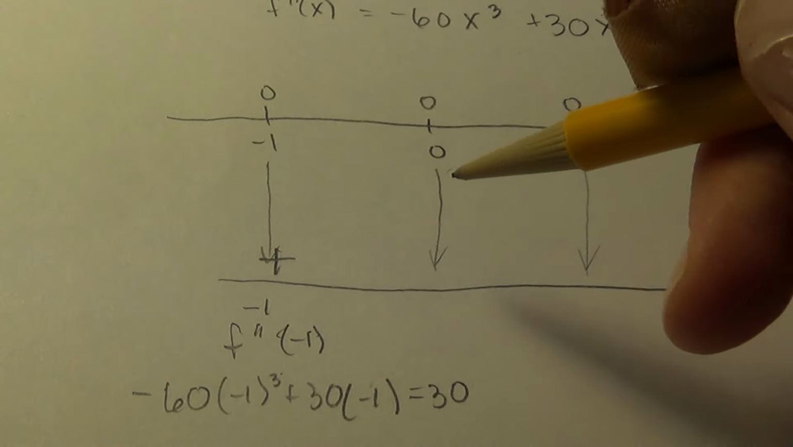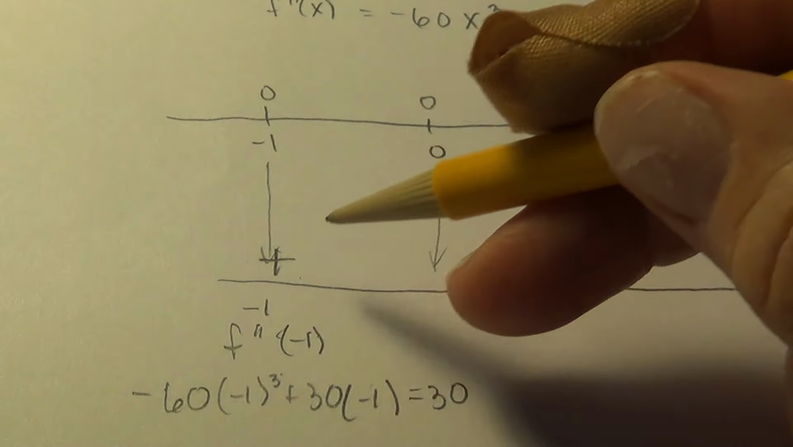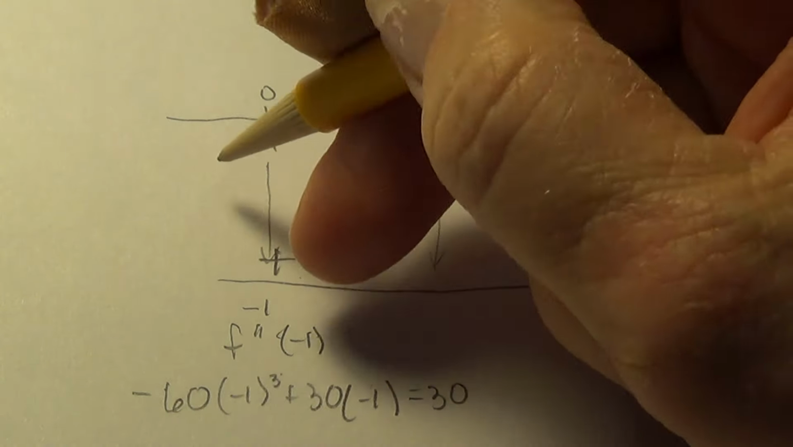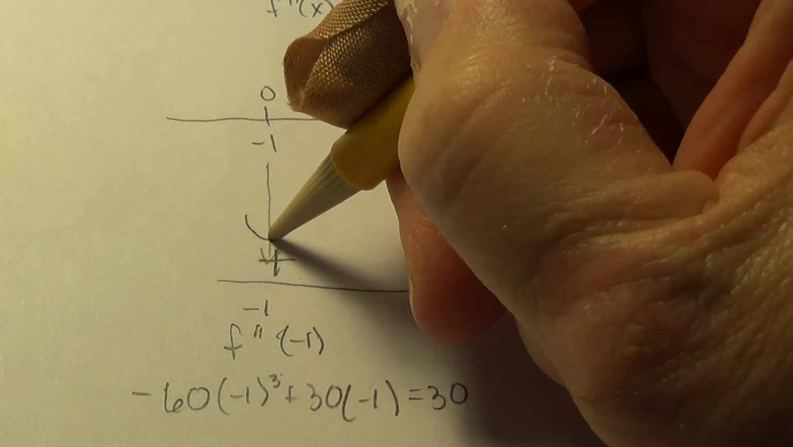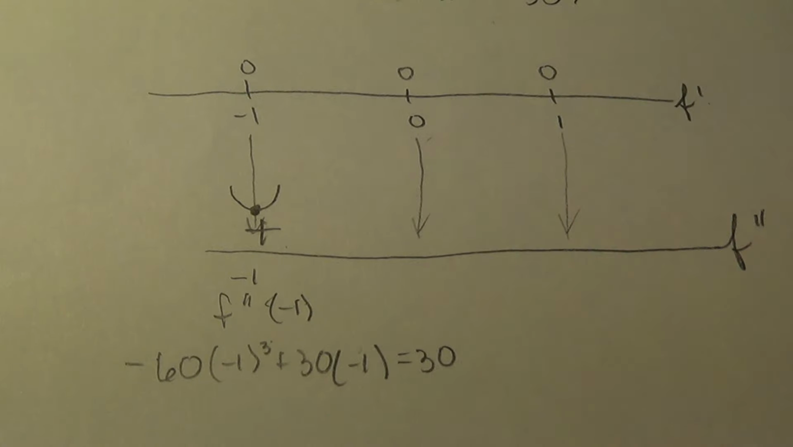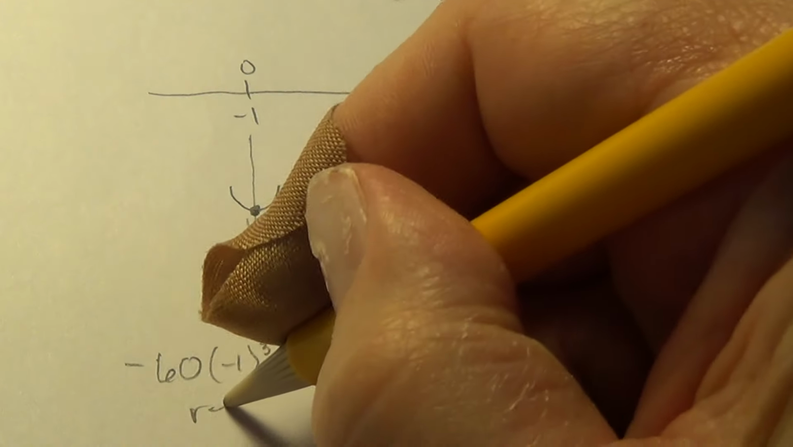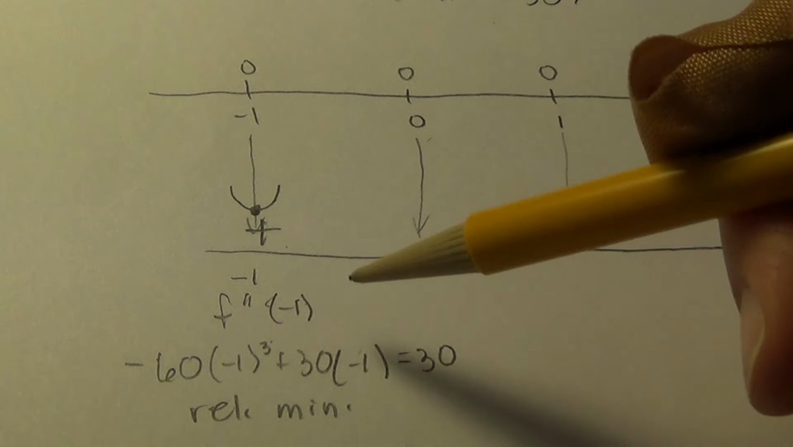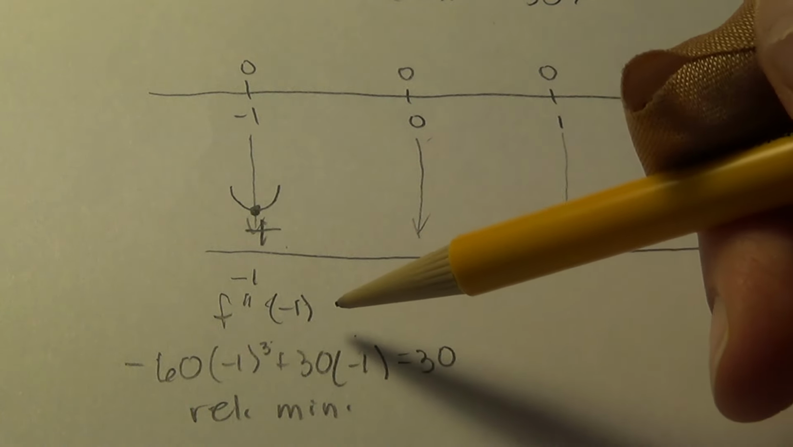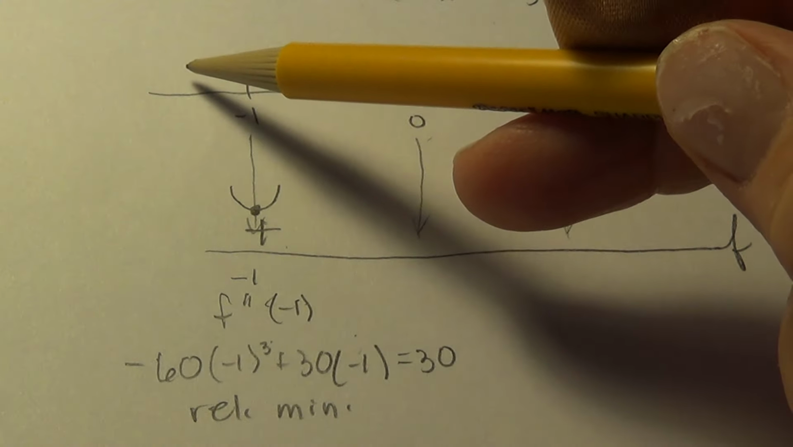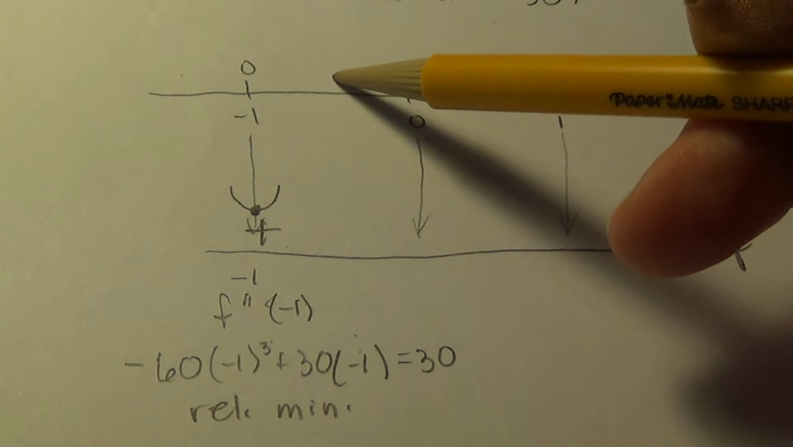So that tells me right away, do I have a relative min or a relative max? Well, we know the second derivative is smiling at that point. So that positive number tells us we have a relative min. So do you see how the second derivative test becomes quicker a lot of times than the first derivative test, where we would have had to try a value on this side and this side?